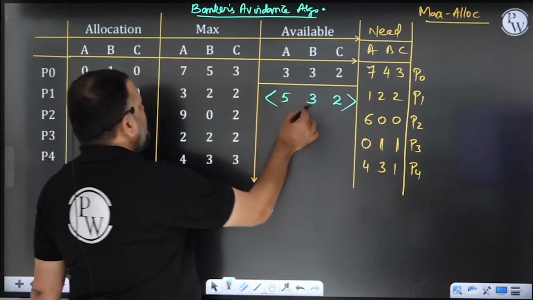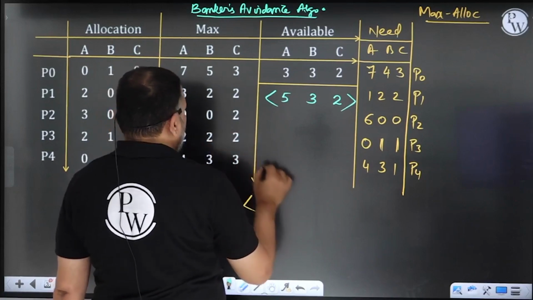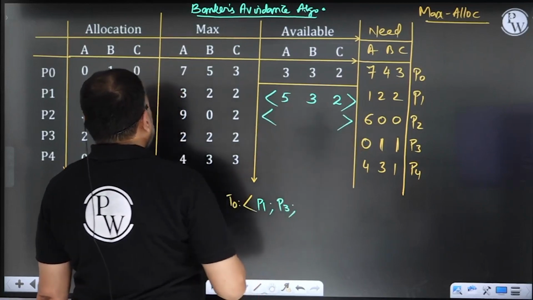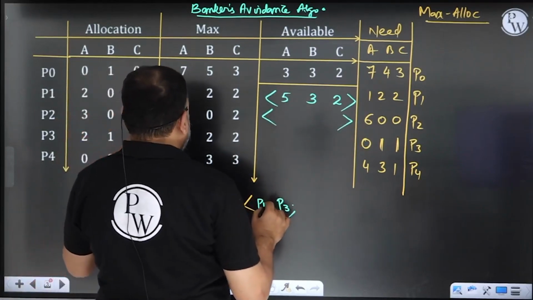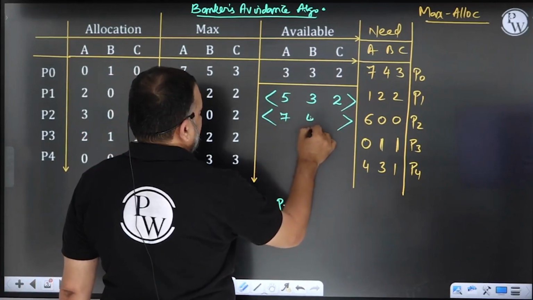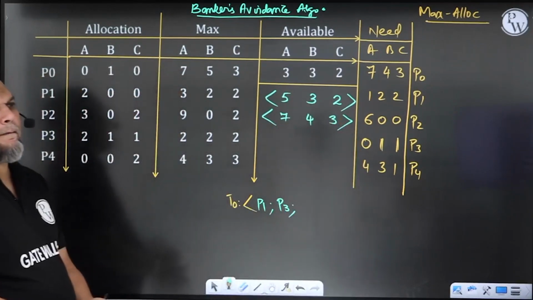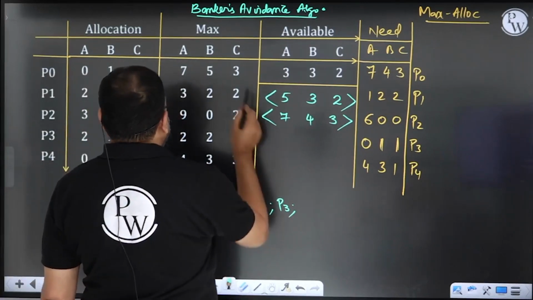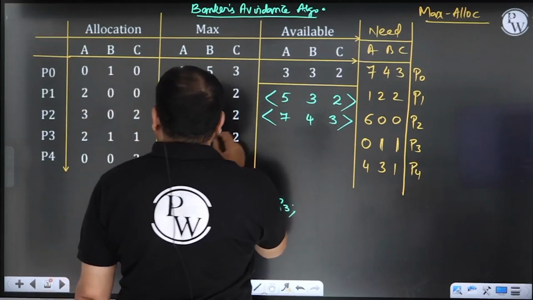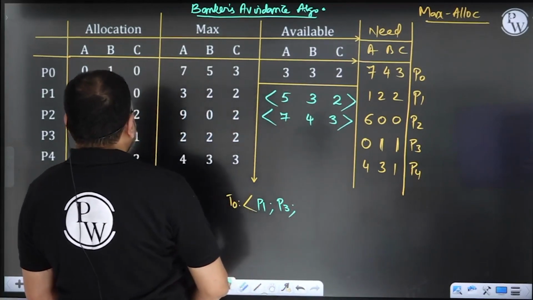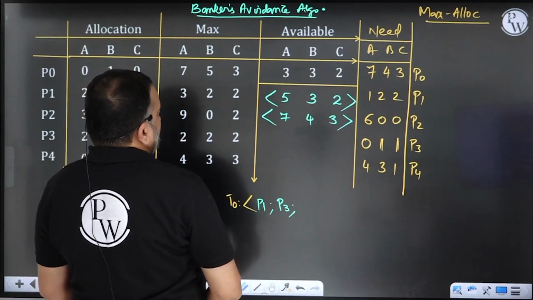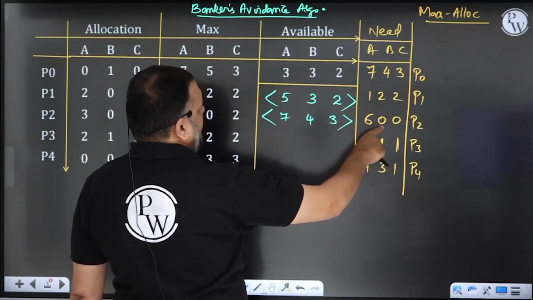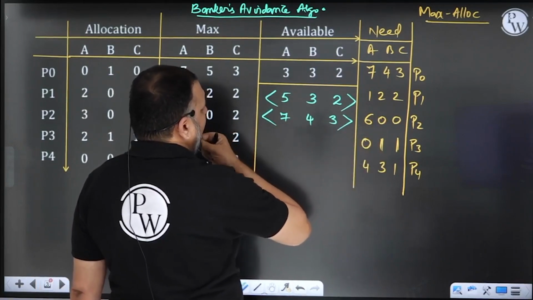Next, with 532, I cannot take the need of P2, but I can take P3. So completing P3 will improve the available to how much? 532 plus 211, it becomes 743. Now with 743, I can take up the need of either P4 or P0 also. Sorry, need we have to check here. So P1, P3, right?